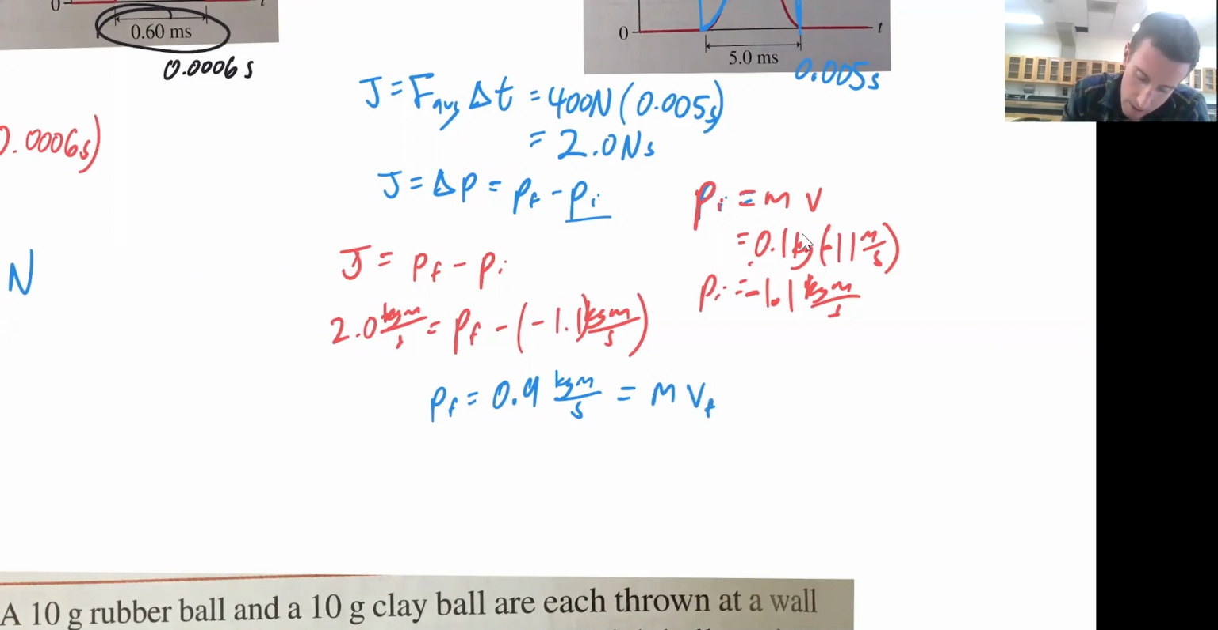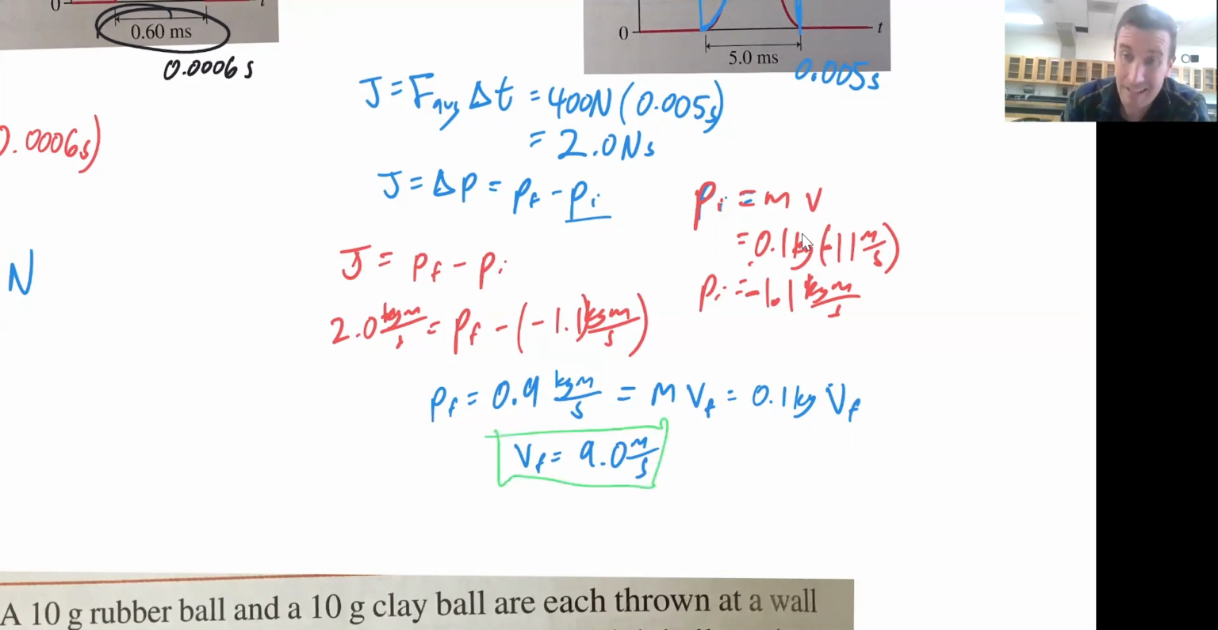Whew. The mass is still 0.1 kilograms times the final velocity. So divide both sides by 0.1. My final velocity has to be 9.0 meters per second. All right. That, however, is not what I'm being asked for. Now I know that it's coming back up at 9 meters per second. So that's just an indication that when the ball bounced, it lost some energy due to deformation, like the ball squished, and so it wasn't a perfectly elastic collision.